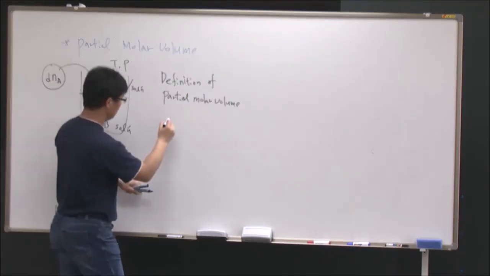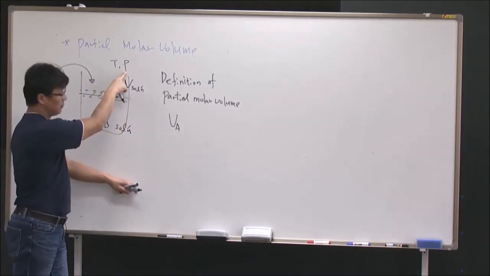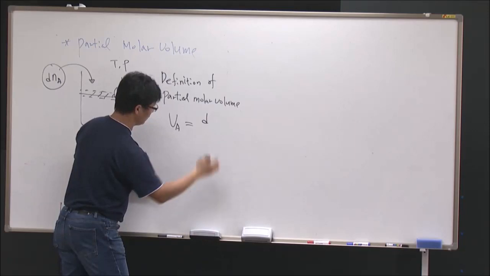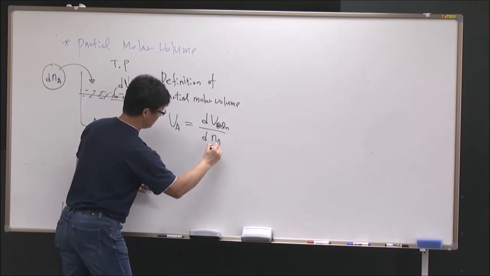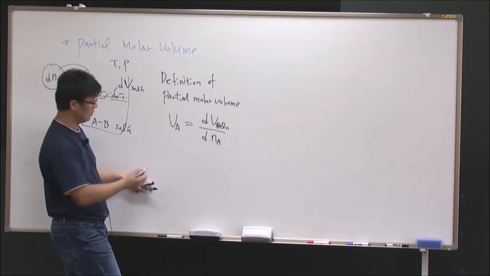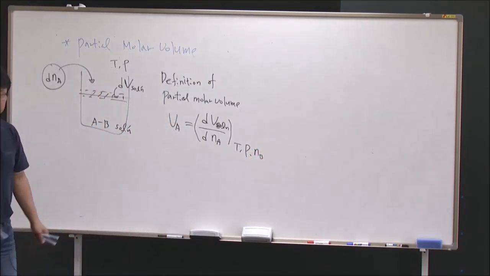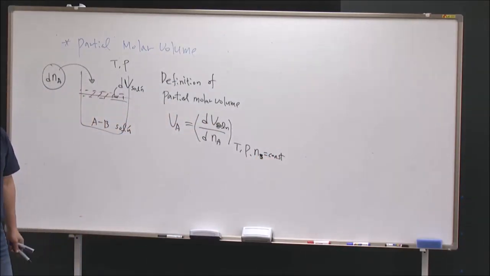In this case, the partial molar volume is VA, the partial molar volume of A at the given composition, temperature and pressure, equal to the change of the total volume of the solution by addition of a small amount of the A species in the system when T, P, and NB are constant. That's the definition. Okay?